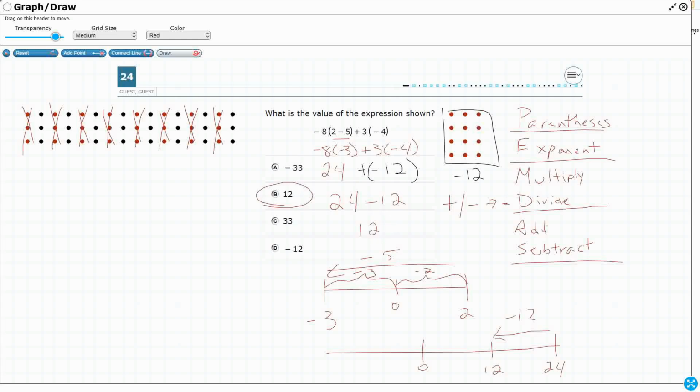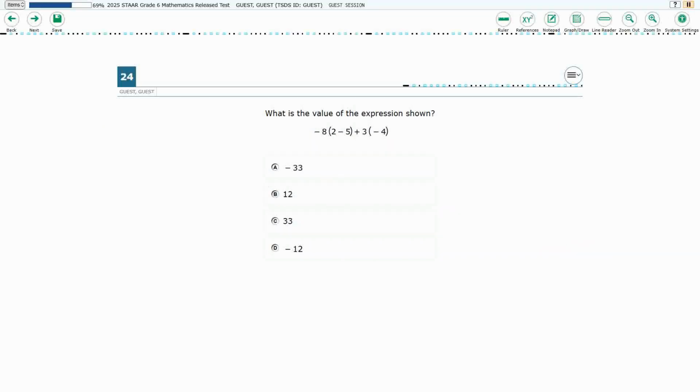I do have my answer right there as B. The hardest part is this negative 8 times negative 3. If you use zero pairs, you can take away the negatives, which leaves you with the positives. And here is our answer.